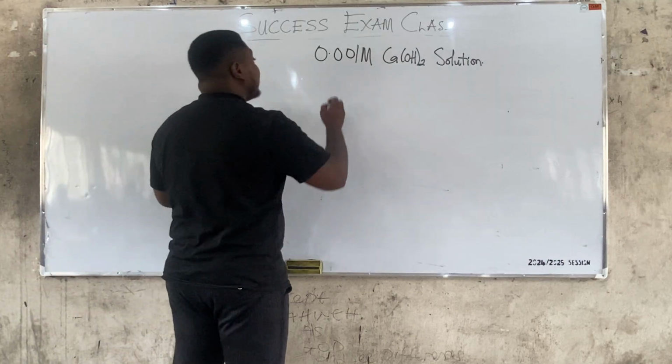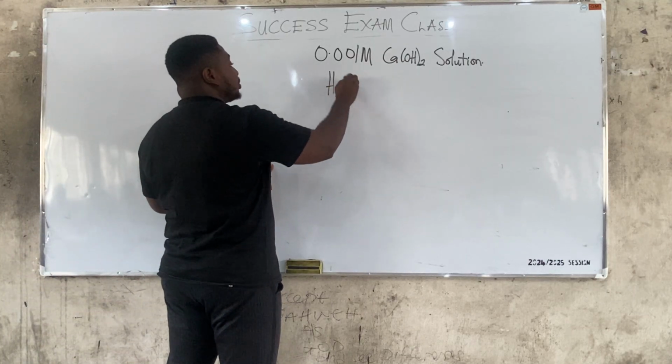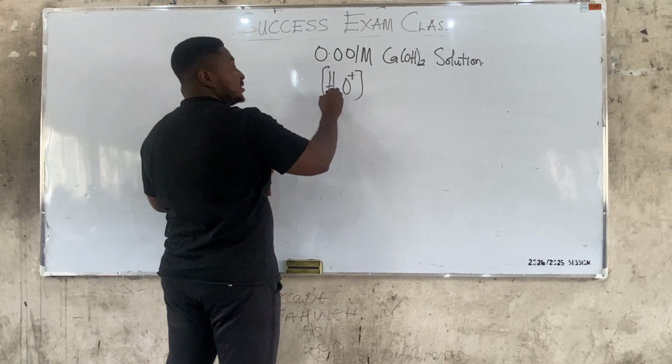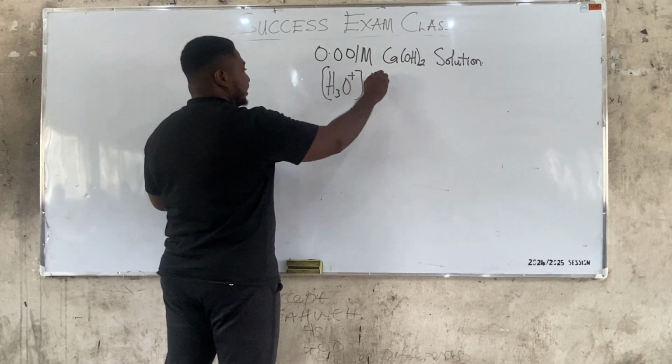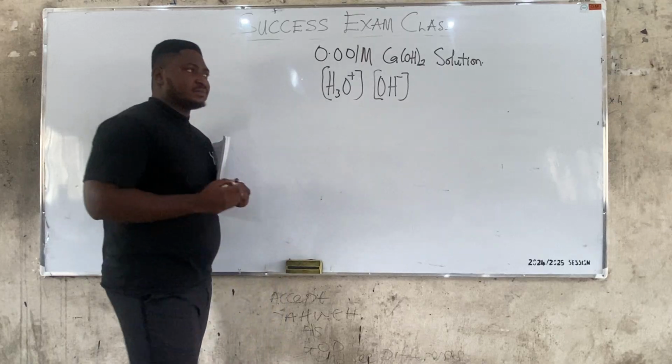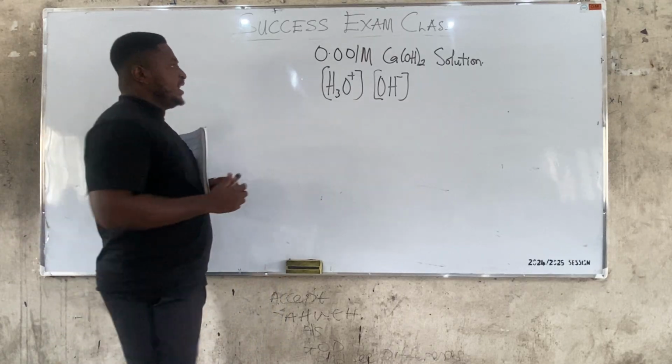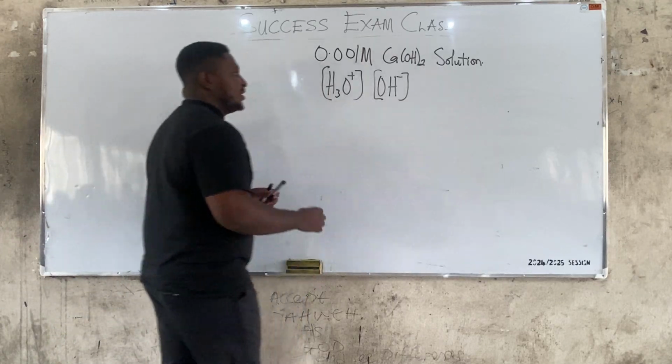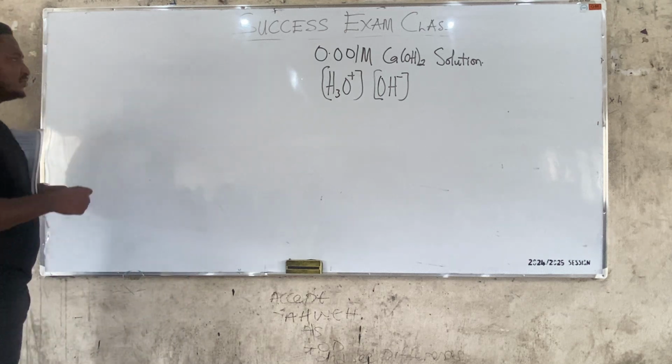So we're looking for the H3O plus concentration and the OH minus concentration in 0.001 M Ca(OH)2 solution. Now follow this.